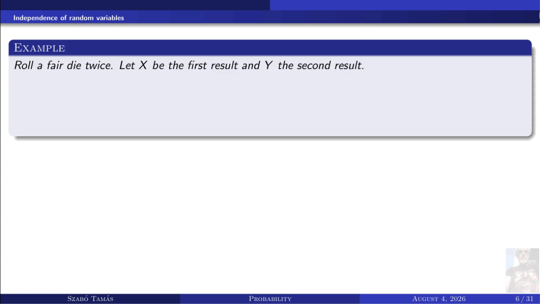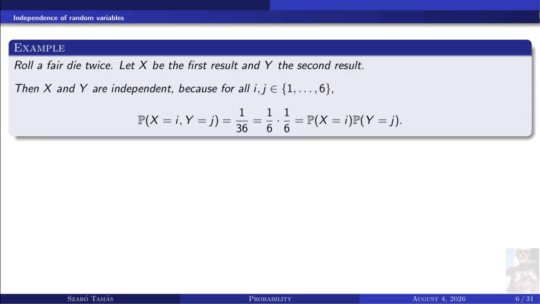Here is a simple example. Roll a fair die twice. Let X be the first result and Y the second result. Then X and Y are independent because for all i and j between 1 and 6, P(X = i and Y = j) is 1/36. This is equal to 1/6 times 1/6, which is P(X = i) times P(Y = j).